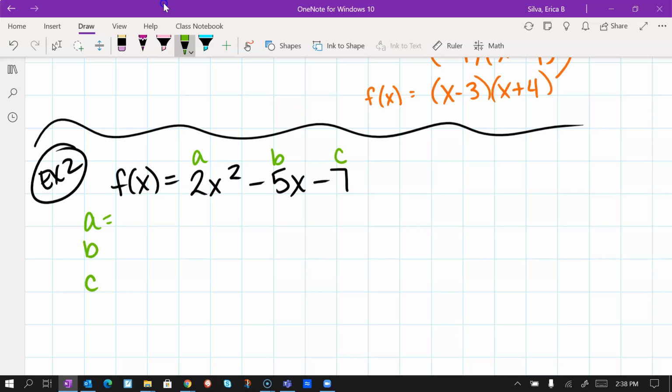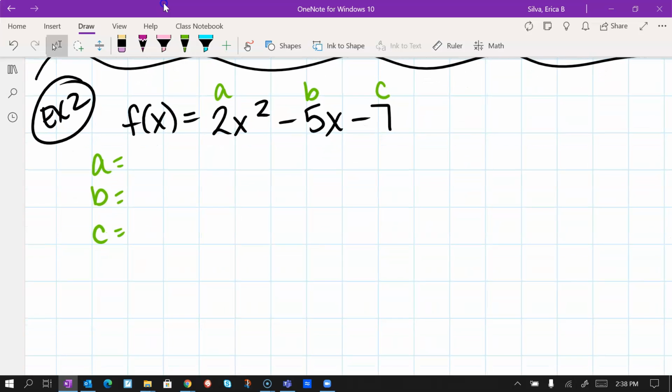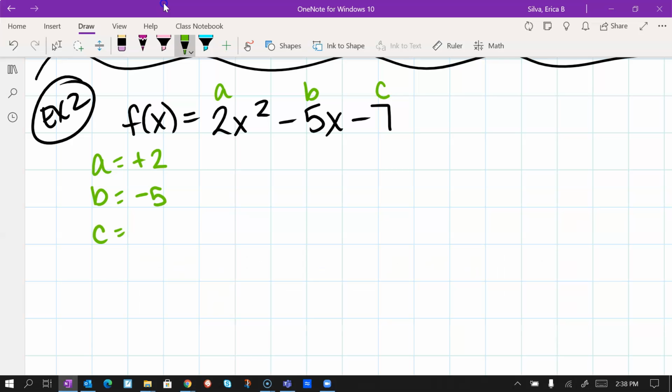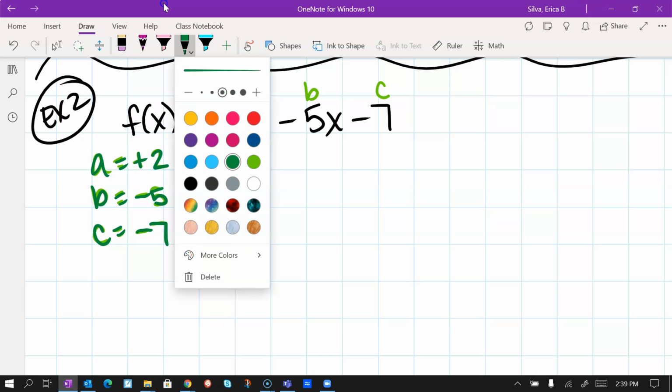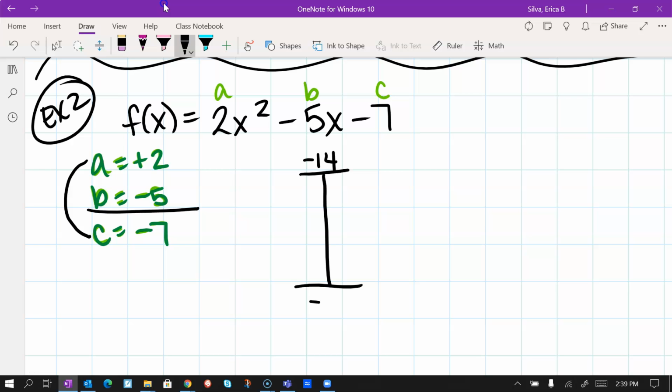A, B, and C. And the reason I like to put it on the side, it keeps us from forgetting those negative signs. So this will be a positive 2. This is a negative 5. And this is a negative 7. Positive 2. Negative 5. All right, so what two numbers are we going to multiply? 2 and negative 7. So we're multiplying a times c. 2 and negative 7 gives us negative 14. And then the number on the bottom is going to be negative 5.